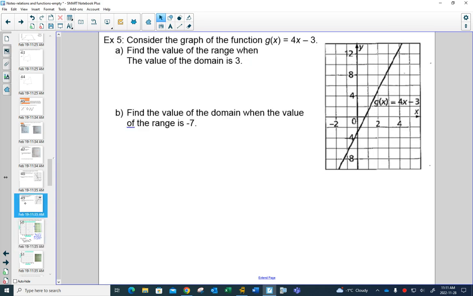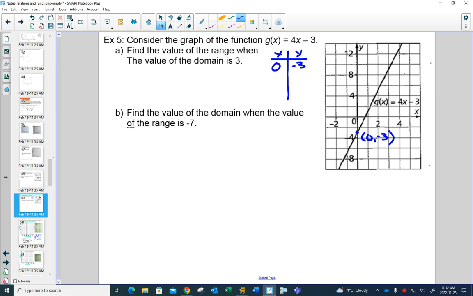And did we do this one? Last class, example 5? No. Okay, so let's go back to example 5. Here's the graph of 4x minus 3. If you wanted to graph 4x minus 3, you could make a table of values. Can you see that when x is 0, you get minus 3? And that point is on that line.